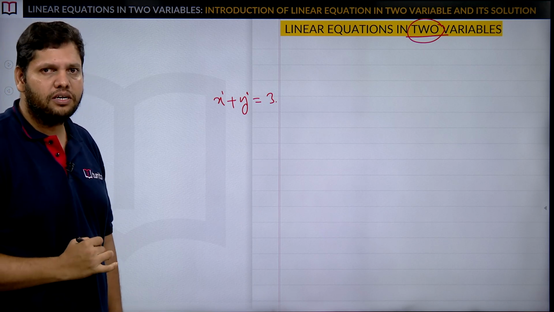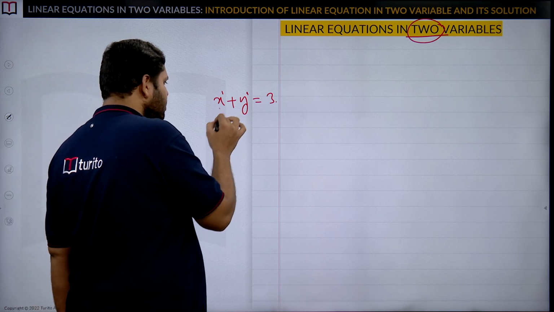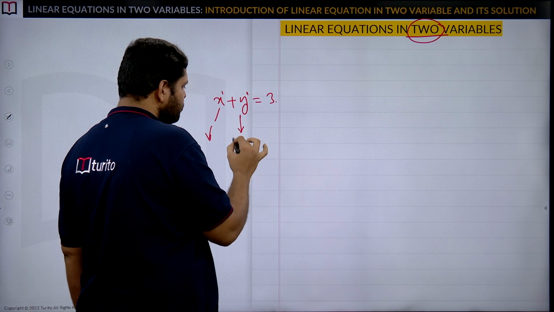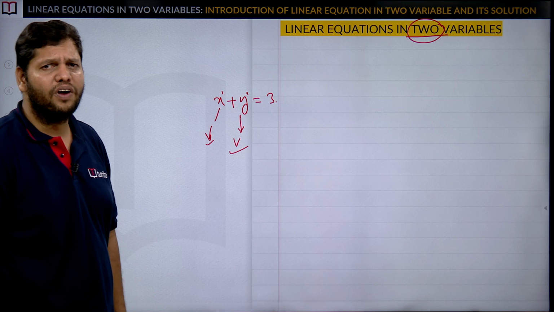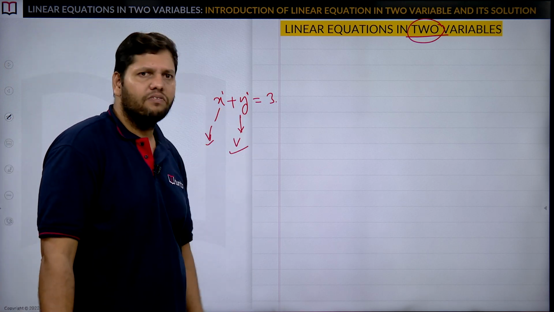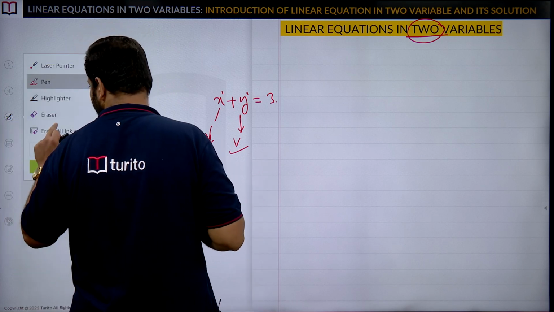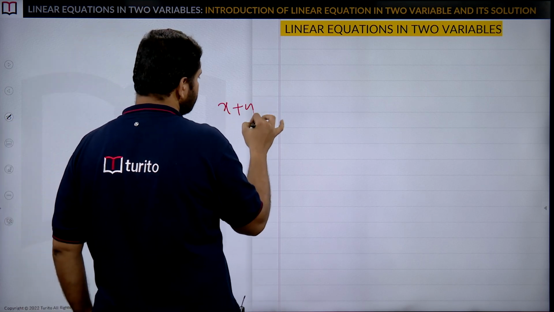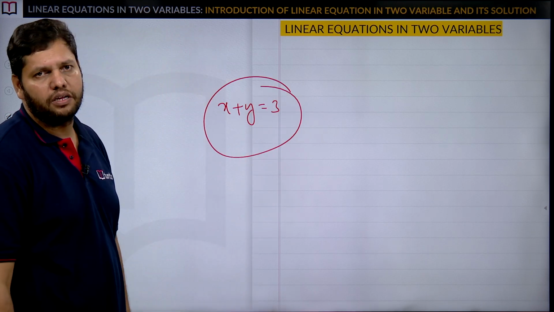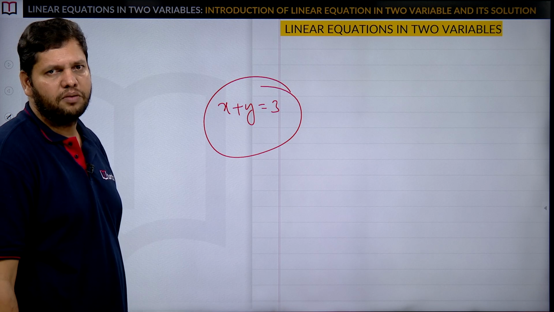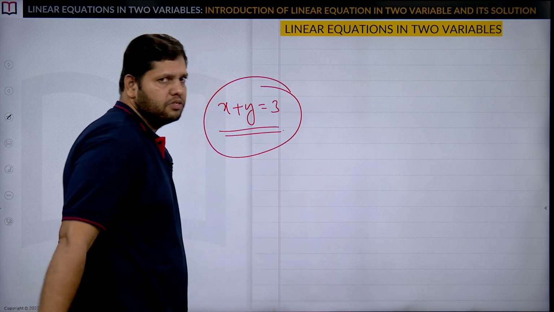And the second thing is what, children? Can I say it has two variables? Yes. Here x is a variable term. Even y also is a variable, isn't it? So I can say here two variables. Variable is nothing but an unknown value. Here x is an unknown value, and y is also an unknown value. So this x plus y equal to 3 is a linear equation in two variables. Are you getting my point, children? So this equation is called a linear equation in two variables.